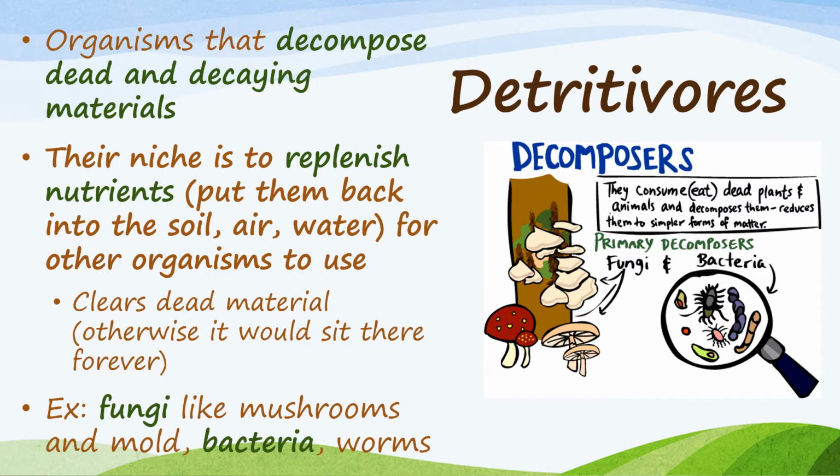So examples of detritivores are things like fungus, like mushrooms and molds. Bacteria are really big decomposers. Worms are another example.